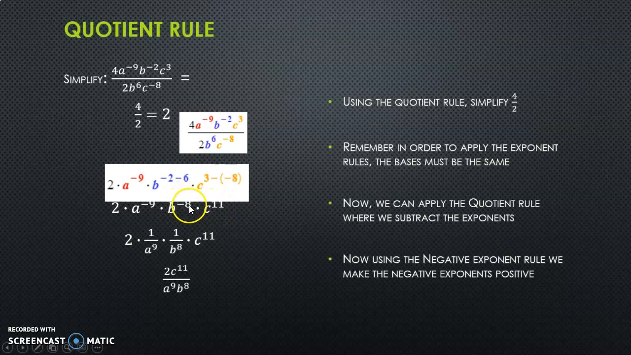Remember, we have to change our negative exponents to positive. We do that by flipping. So we'll have 2 times 1 over a to the ninth, now that ninth is positive, 1 over b to the 8th times c to the 11th. Multiplying, we'll get 2 times c to the 11th in the numerator, and in the denominator a to the ninth times b to the 8th.